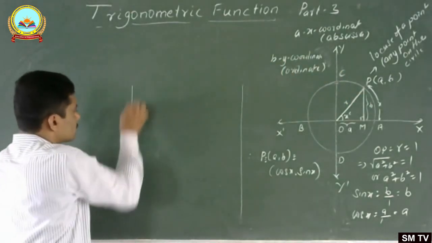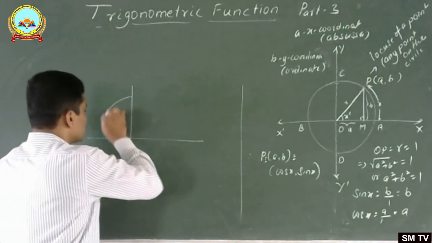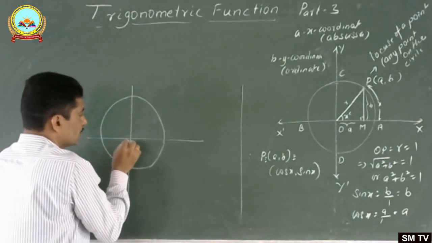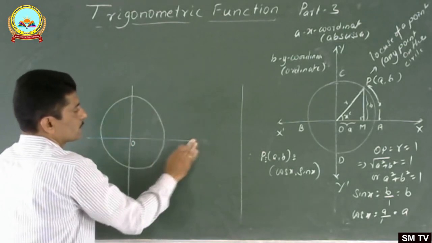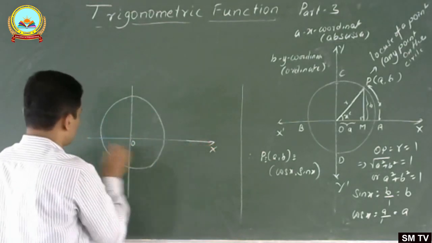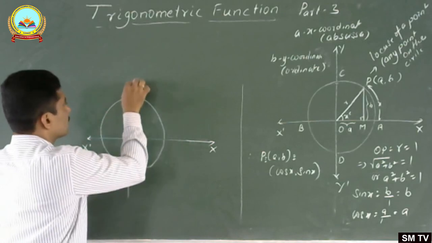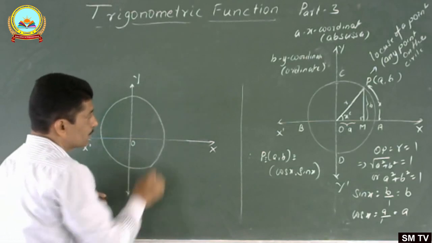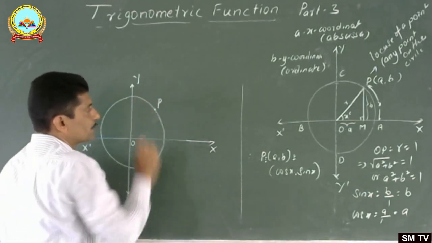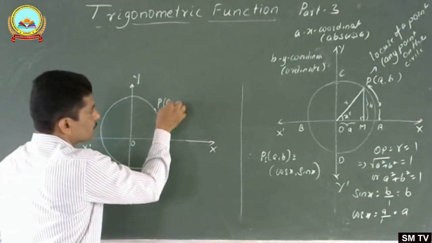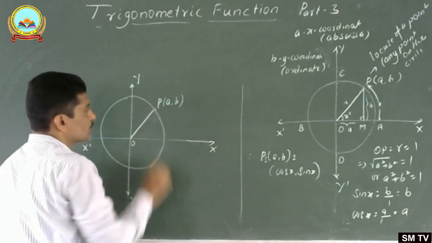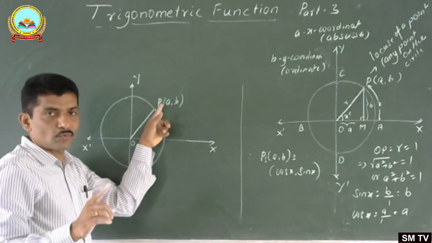Suppose this is the unit circle. The center is the origin and the radius is equal to 1 unit. The horizontal line is the x-axis and the vertical line is the y-axis. P is an arbitrary point (a, b). OP is the distance, which is equal to 1 unit.